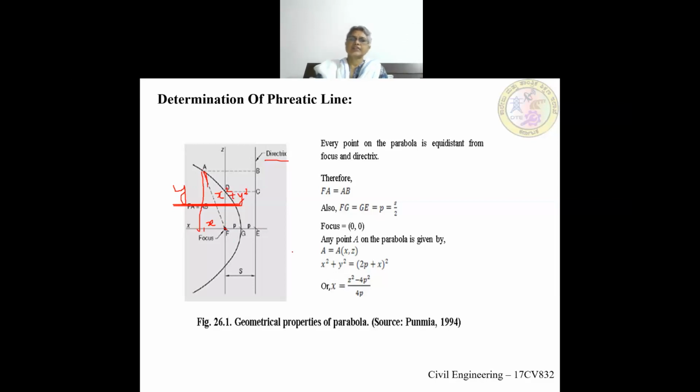So if you take FA is equal to AB, the distance of the point A from the focal point, AF, is equal to the same distance from the directrix, AB. So FA is equal to AB. What is FA? FA is the square root of x square plus y square. That is what I've substituted here, which is equal to AB. What is AB? This distance is x. This distance is 2P. So it is 2P plus x.